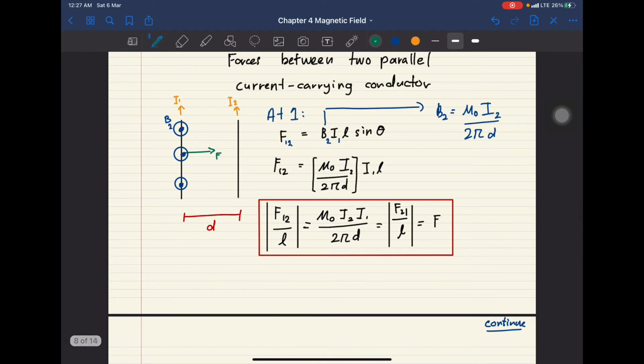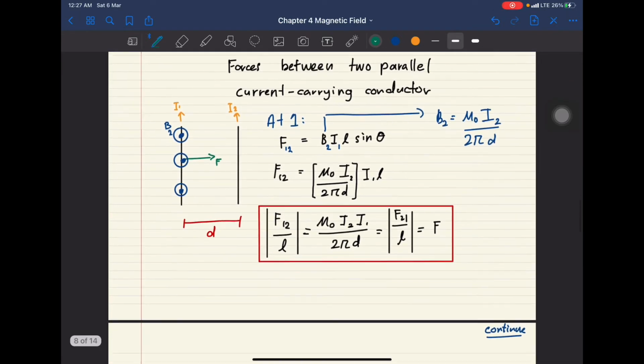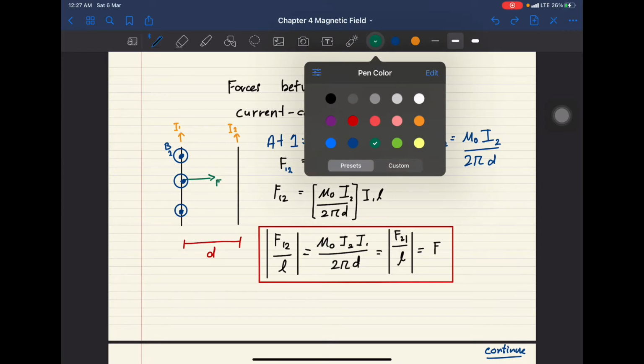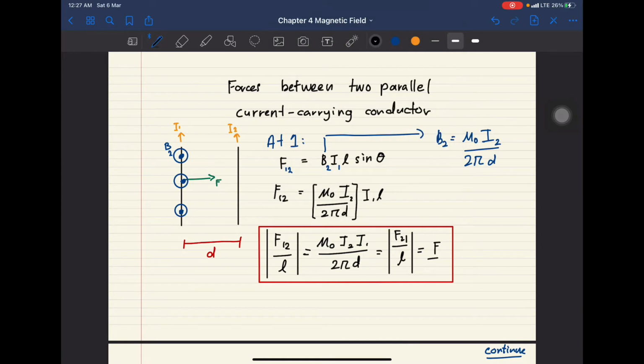But one more thing that you need to know is how to derive the equation. Basically the equation is this one: F over L equals mu naught I1 I2 over 2 pi d. So how do you get this equation?